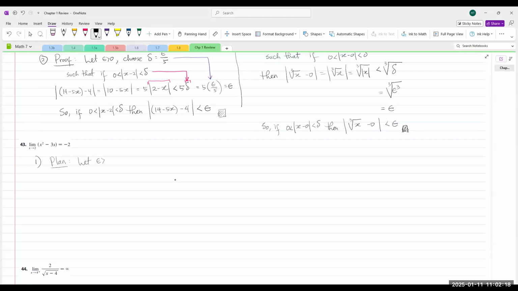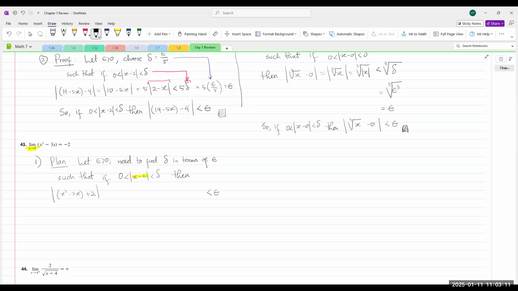Let epsilon be positive. We need to find delta in terms of epsilon such that if the absolute value of x minus 2 is less than delta, you may wonder why x minus 2, because of this, and not 0, then the absolute value of x squared minus 3x plus 2 is less than epsilon.